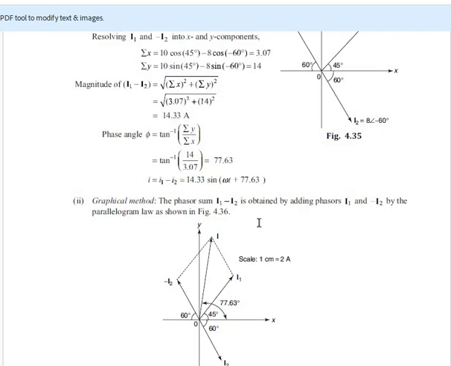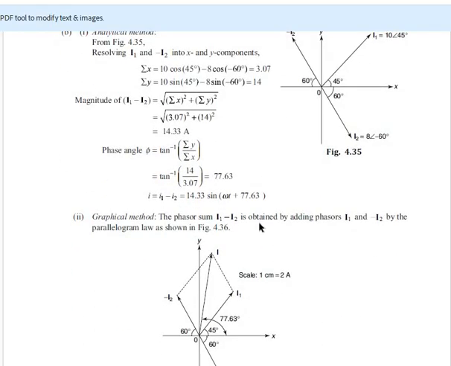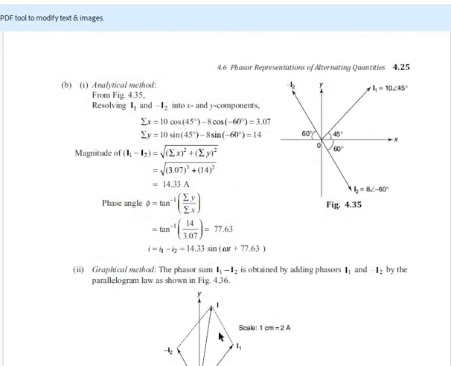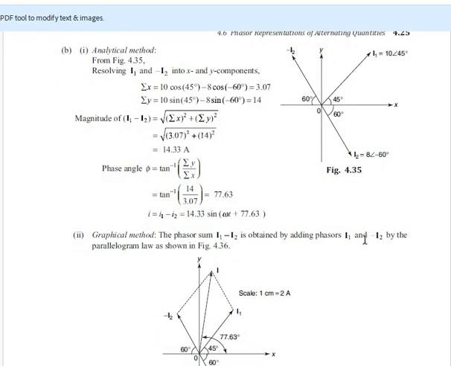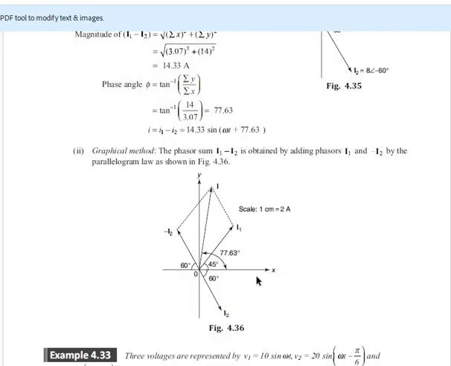Graphical method. The resultant current has been drawn between I1 and I2. The phasor sum I1 minus I2 is obtained by adding phasor I1 and minus I2 by the parallelogram method. It has been shown in the figure.